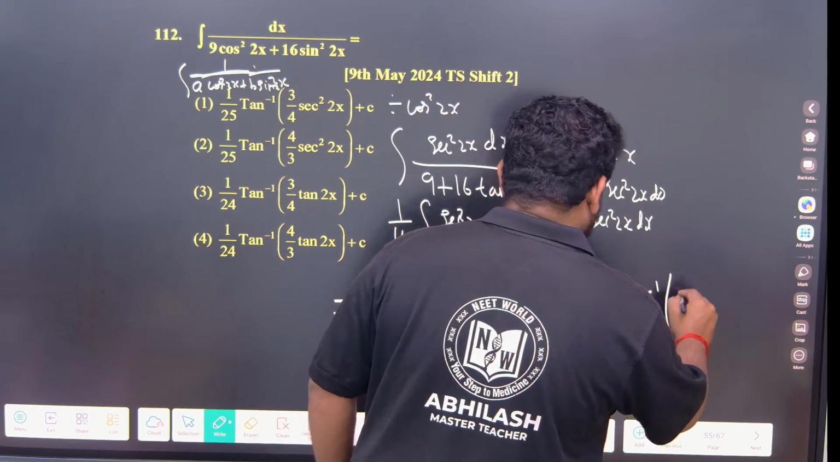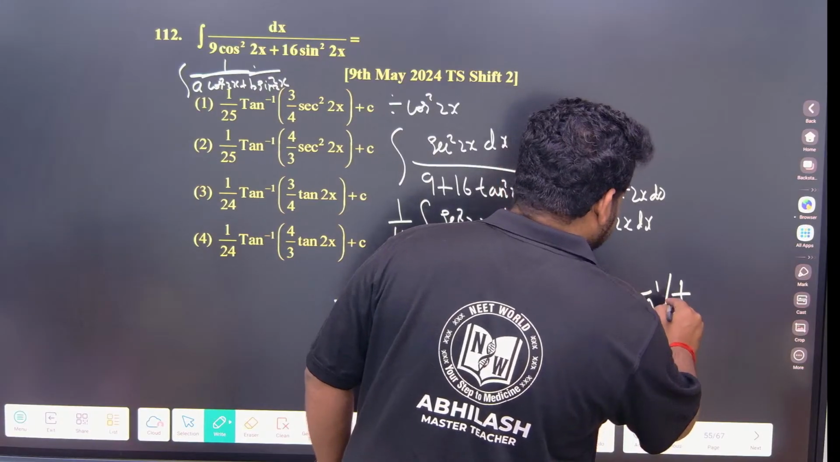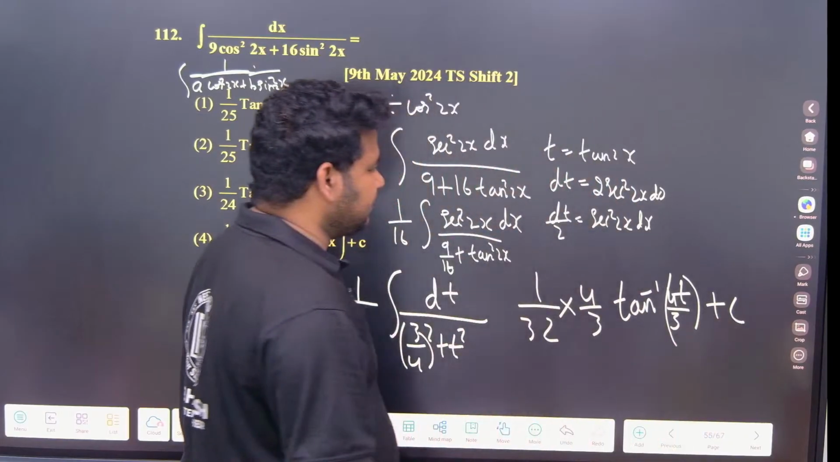Tan inverse of t by a. What is a? 3 by 4. I can make it as 4 by 3. So it is tan inverse of 4t by 3 plus c.